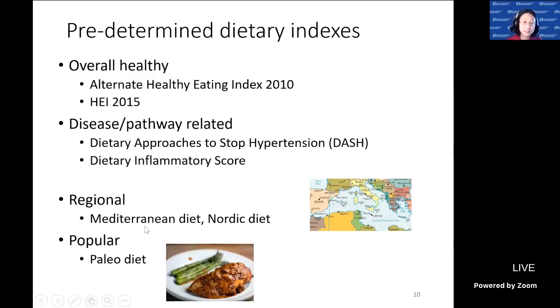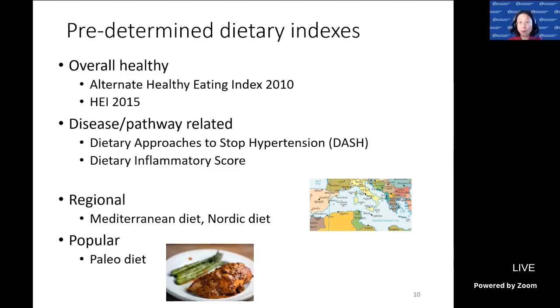There are also scores out there that try to measure regional diets, and I'm sure that you've all heard of the Mediterranean diet and might have actually come across different Mediterranean diet scores as well. Now, that is not the end. There are all the popular diets out there. If you have some kind of dietary concept, you can come up with a way to measure people's adherence to it.